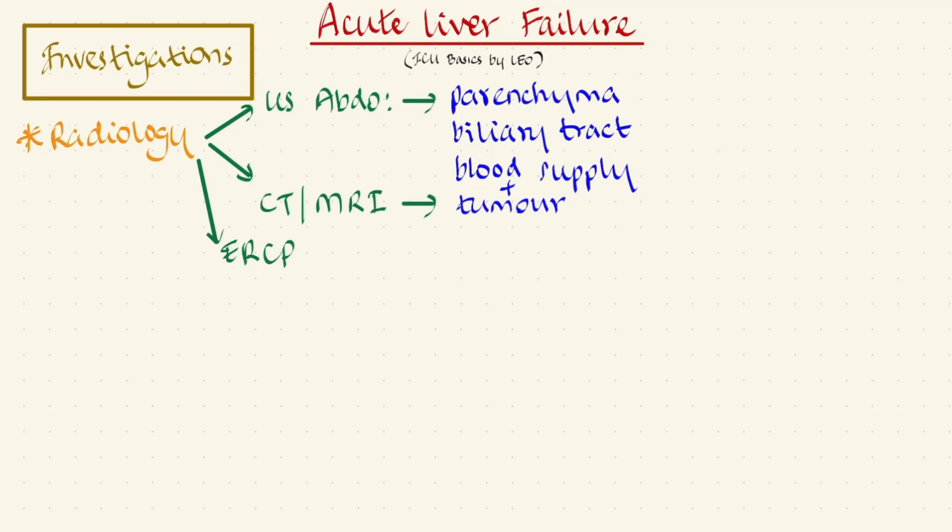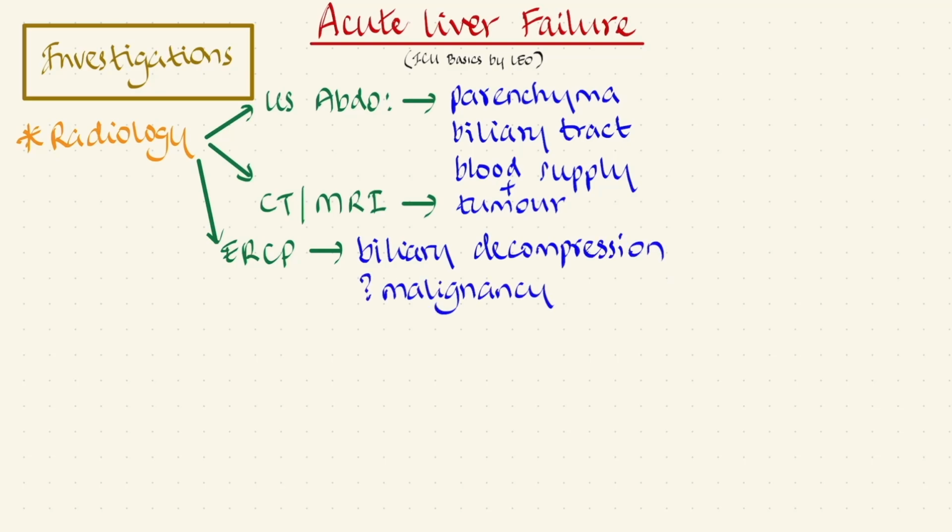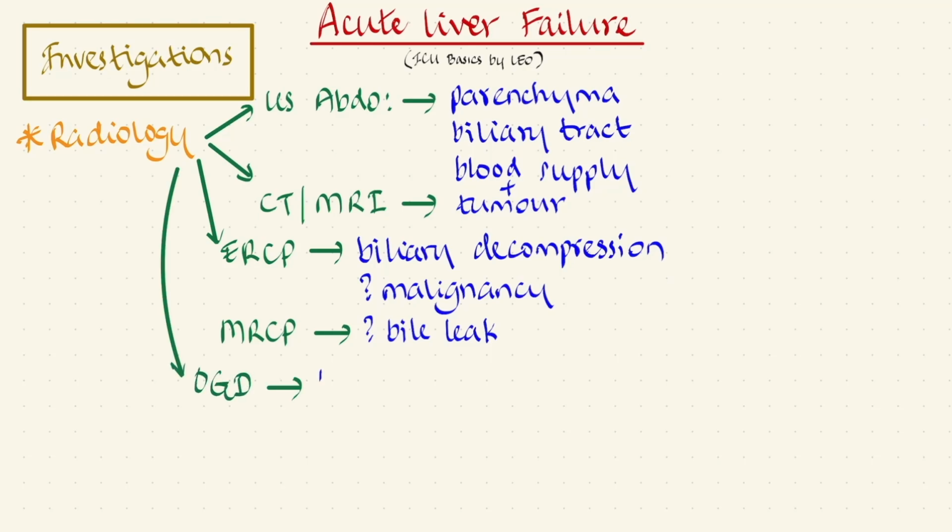ERCP is useful in patients with biliary obstruction who will benefit from biliary decompression, as well as in patients with suspected malignancy to assess the pancreas and abdominal lymph nodes. Moreover, ERCP can identify bile leak or pseudoaneurysm following traumatic liver injuries. MRCP may be indicated if there is any evidence of bile leak. In liver failure patients who present with upper GI bleed, OGD should be arranged to figure out the cause of bleeding and treat at the same time if appropriate.